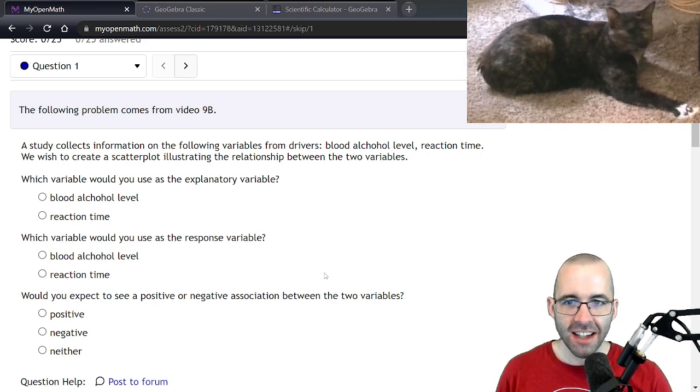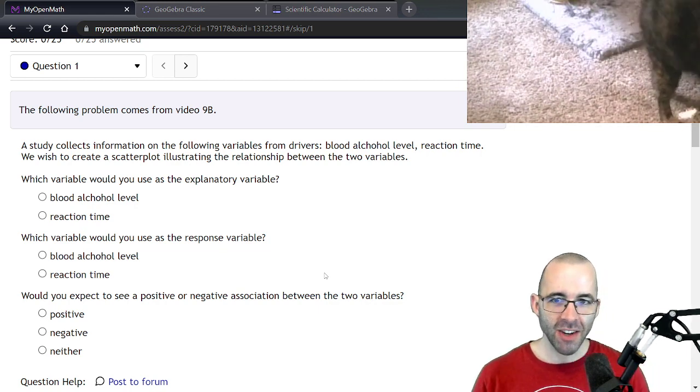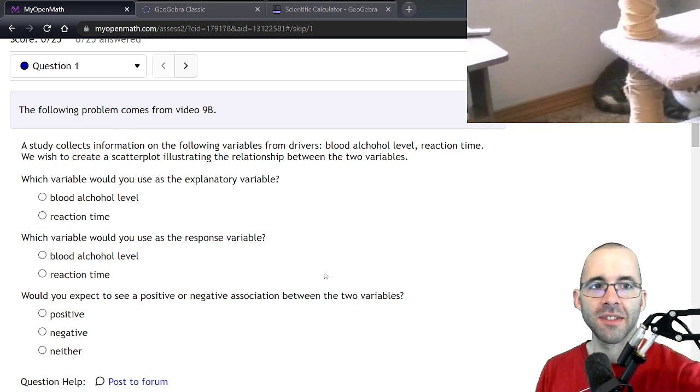There's a study that's collecting information on the following variables from people who drive: blood alcohol level, reaction time, and we want to create a scatter plot illustrating the connection between these two variables.